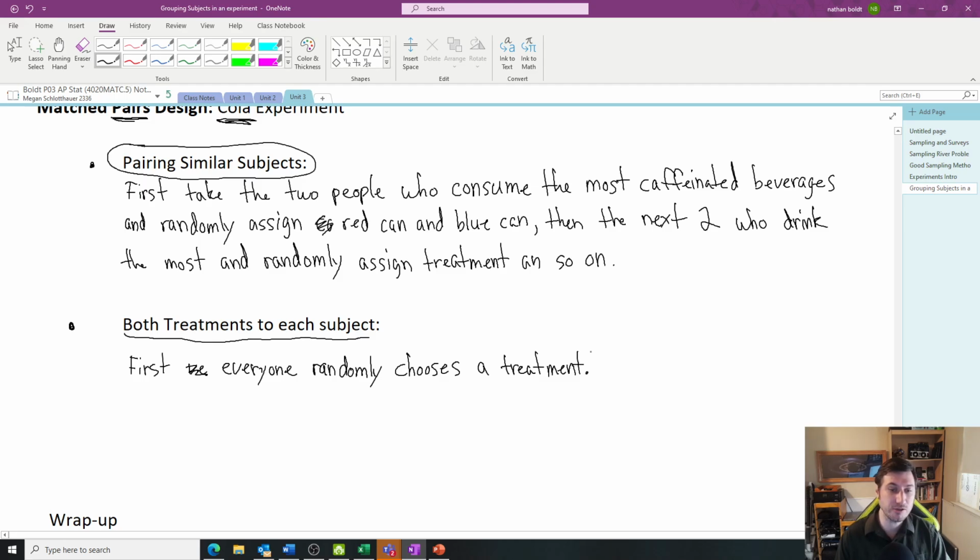All right, so we can't all do red can, then all do blue can. You do have to randomly choose one or the other. First, everybody randomly chooses a treatment. All right, then we would measure pulse before and after. Then, for this one, it'd have to be like the next day. It doesn't always have to be the next day, but then the next day, everyone does the other treatment.